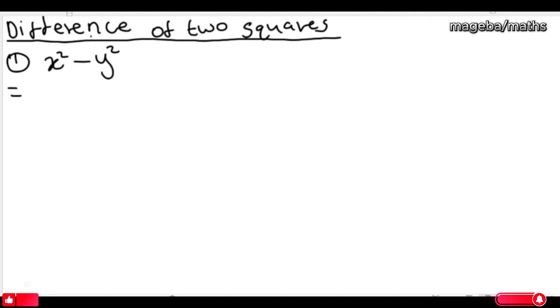The difference, first thing, difference means there is a negative sign. And then two squares, meaning these two must be squares. x squared and y squared, both of these must have a square root. So if I square this, this must give me the square root of x squared, which is x. Then the square root of y squared is just y. Then how do we factorize this?